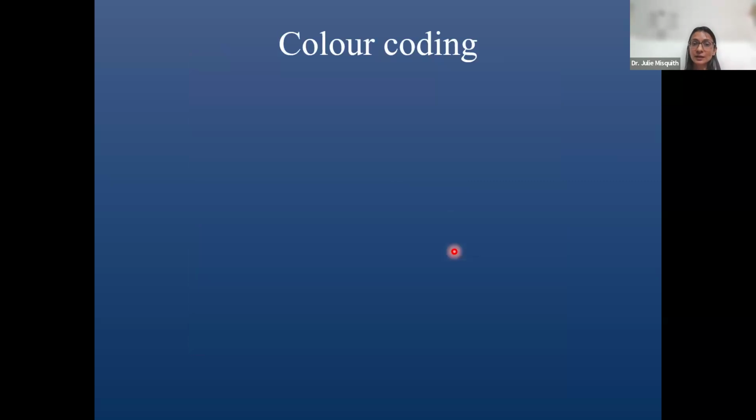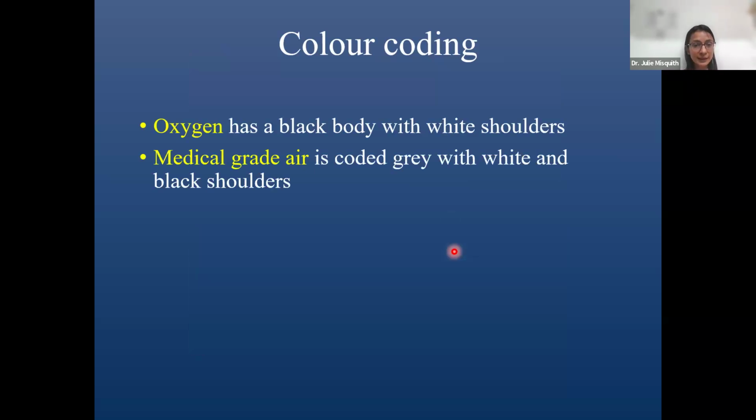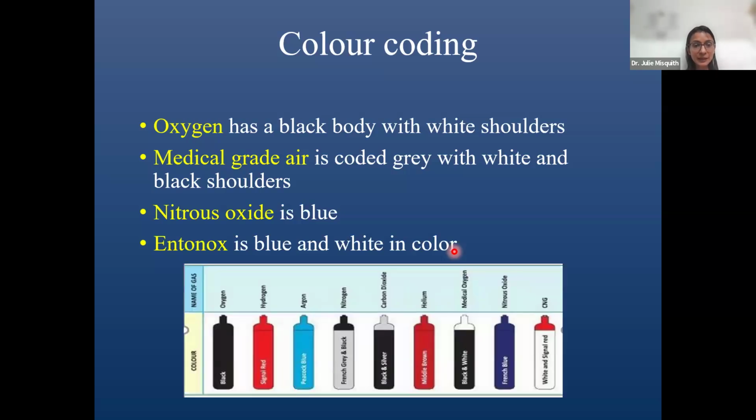The next safety feature we come across is color coding of the cylinders. Different countries have different national coding systems, which may not be in conformity with international coding. So personnel who work in different geographic areas may be confused, but in India, these are our color codes. Oxygen has a black body with white shoulders. Medical grade air is coded gray with white and black shoulders. Nitrous oxide is blue. Entonox is blue and white in color. Here, medical oxygen, nitrous oxide.